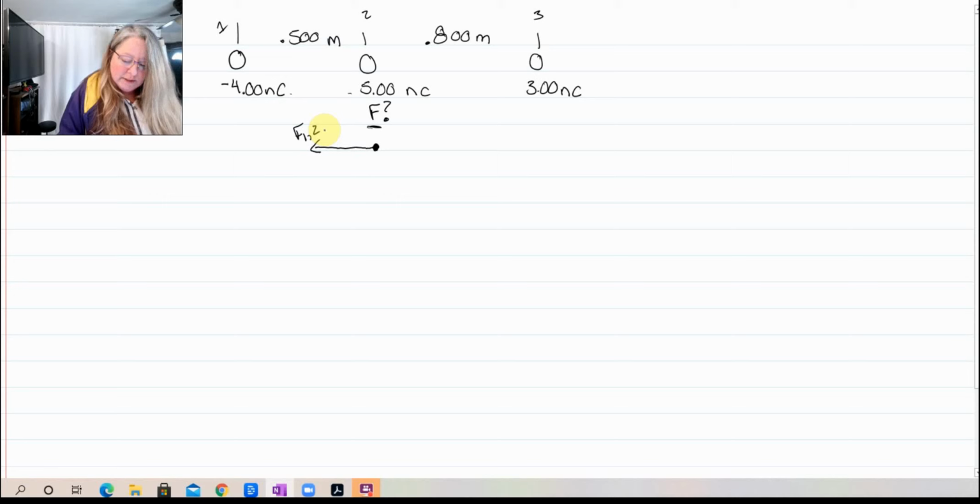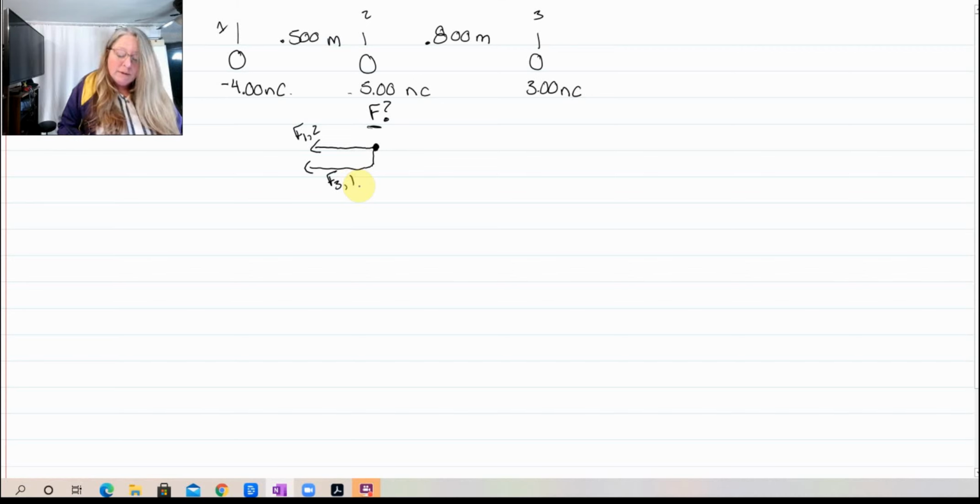Now let's look at what's going to happen between it and the 3 nanocoulomb charge. When I look at it, they're both positive, so the 5 is going to be repelled from the 3. So I'm going to just draw a little line down there just to make it clear that these are two different forces. So they're being repelled in the same direction. So let's see, this is going to be F3 on 2.